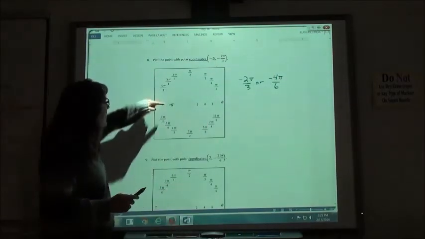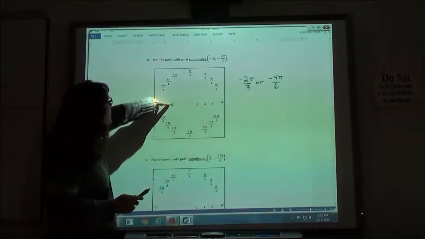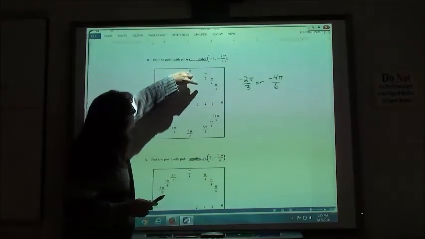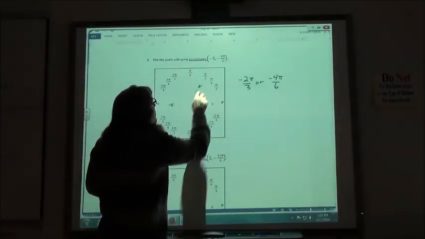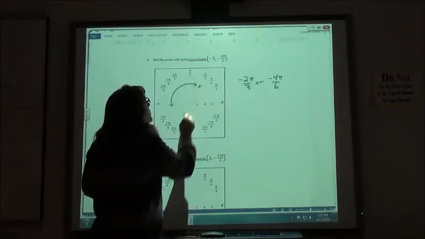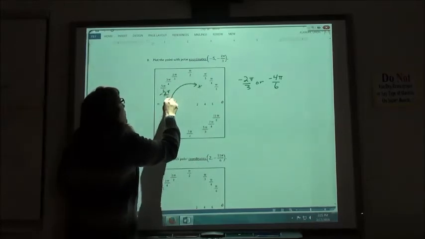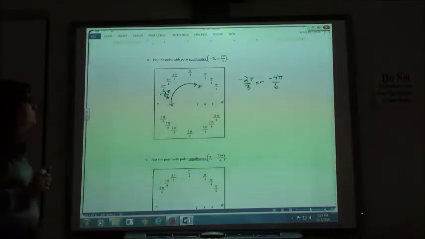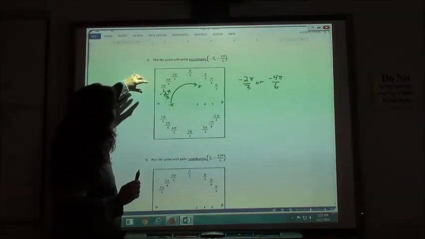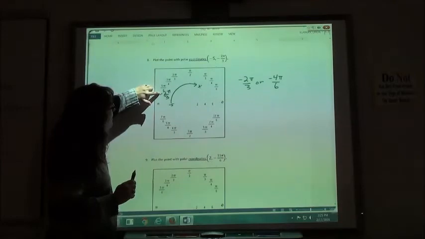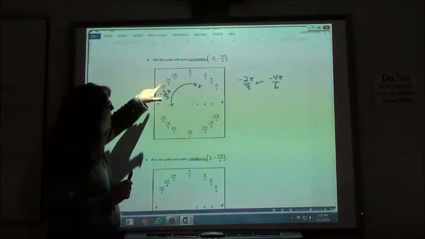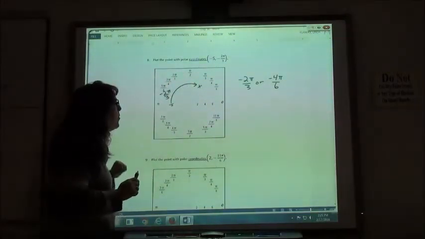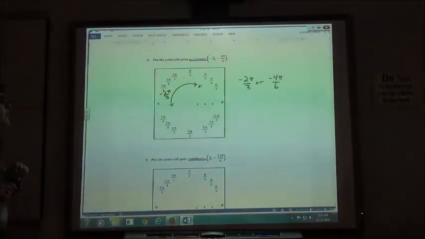Now since this is negative, I'm actually going to go back 4 pi over 6. So 1 pi over 6, 2 pi over 6, 3 pi over 6, 4 pi over 6 would put me right there because I'm going to go backwards, negative 2 pi over 3. I could have made that a positive angle by adding 2 pi to it, but probably just as easy to do the negative and just go backwards. Your negative 2 pi over 3.